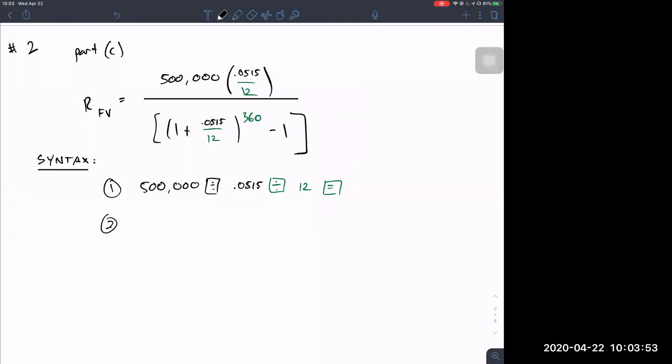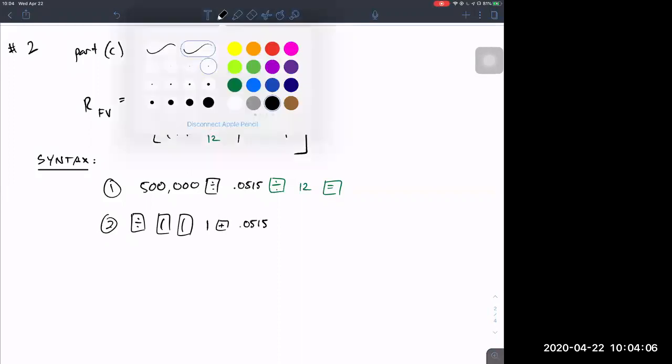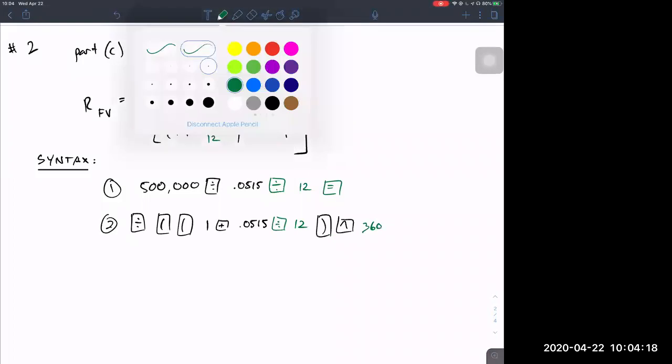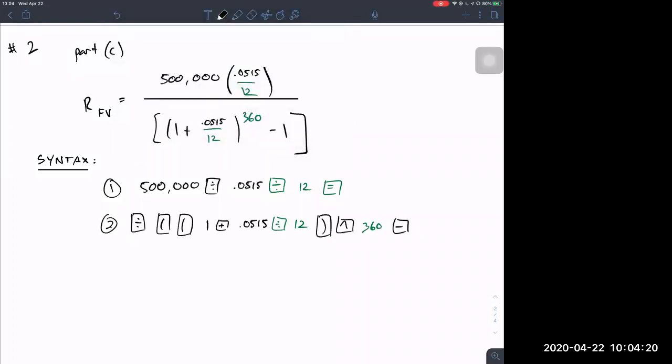So nope, I almost forgot it again. So divide symbol, parentheses. This is what I was mentioning earlier: the double parentheses are back to back in a future value problem. So 515 divided by 12, close parentheses, positive exponent this time, 360 minus 1, close parentheses, equal sign.